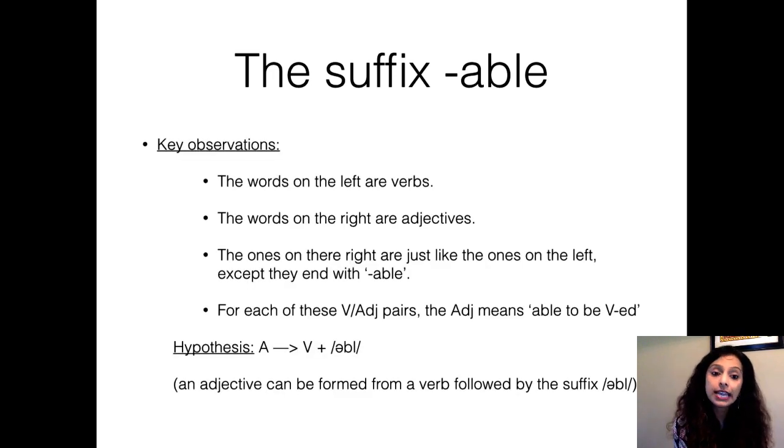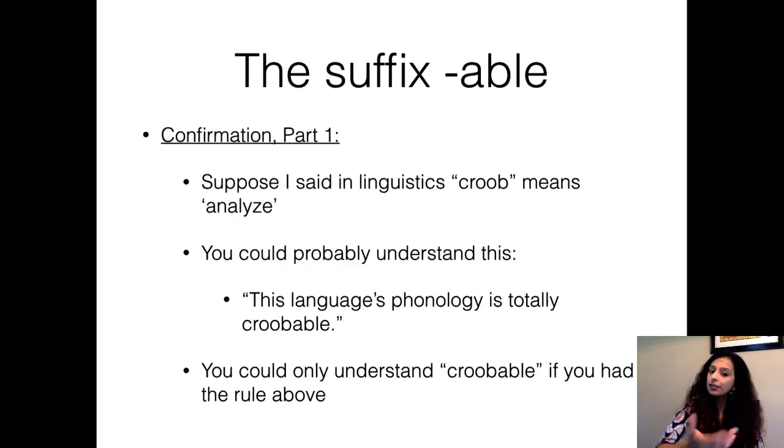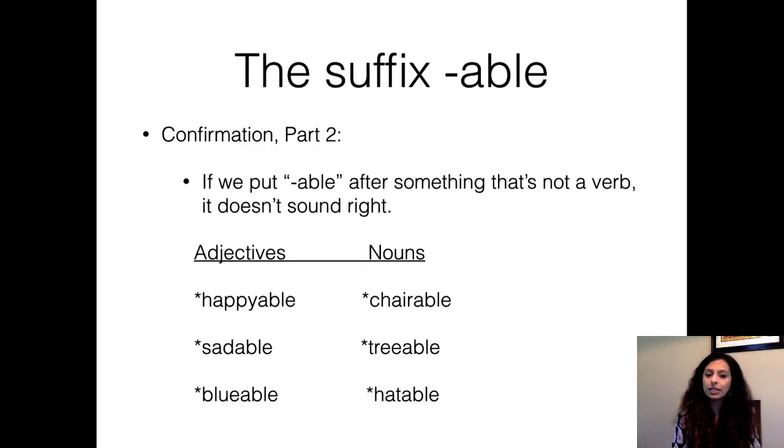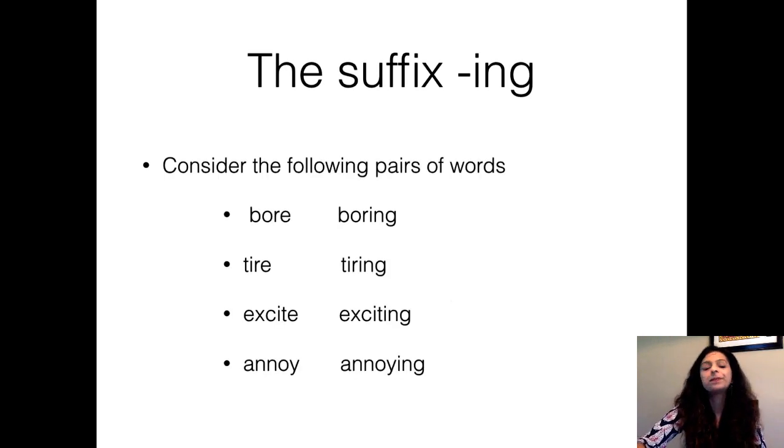So now you can create in the same fashion a rule for the suffix able. You take a verb of English, you attach able to it, and what you get is an adjective. You can confirm this again by creating a new word like krub, which means to analyze, and you can understand the meaning of this language's phonology is totally krubable, right? Which means analyzable, for example. And also the second confirmation, where you take different parts of speech and attach able to it and get ungrammatical words such as happyable, sadable, glueable, chairable, treeable, and hatable.